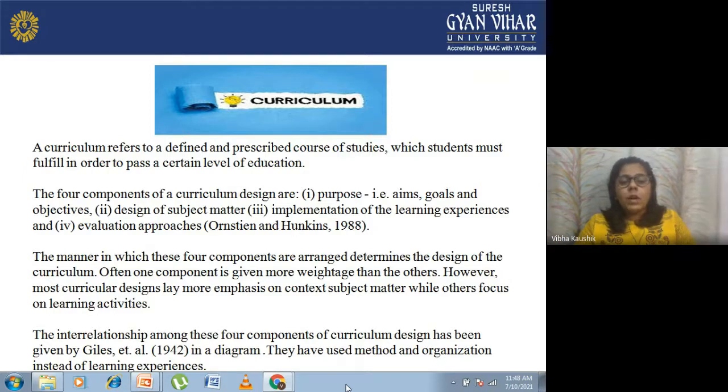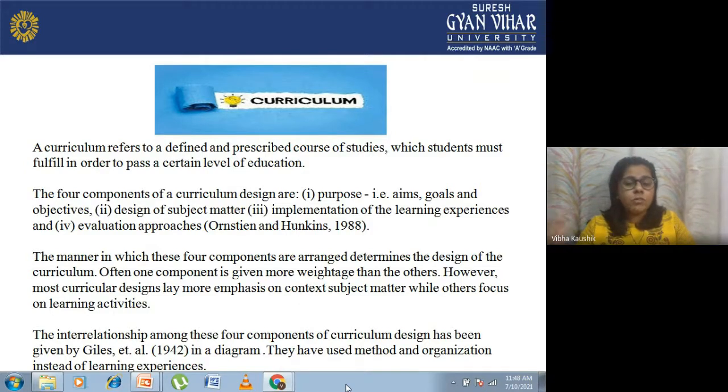Often one component is given more weightage than the other. Sometimes when we are designing the curriculum, we give weightage to one aspect more than another. However, most curricular designs may lay more emphasis on content, subject matter, while others focus on learning activity. When the curriculum makers are framing the curriculum, they sometimes give more emphasis to the subject matter and less to the aim or purposes or the evaluation process.